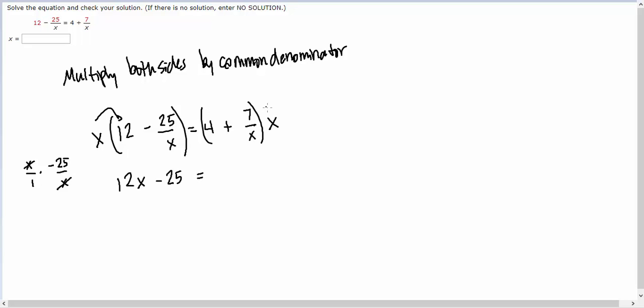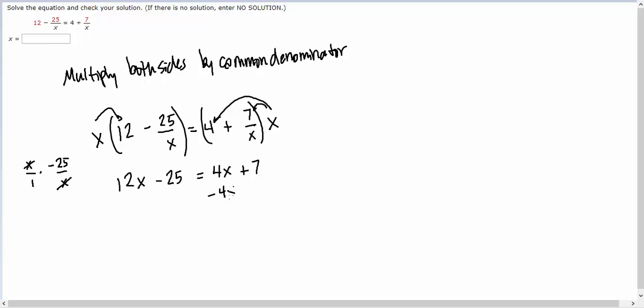Likewise, on the other side, I'm going to multiply the x times the 4 and the x times the 7 over x. So x times 4 is 4x. And then 7 over x times x, the x's cancel again, and we're left with 7. Now we have something that's a very simple linear equation in one variable.